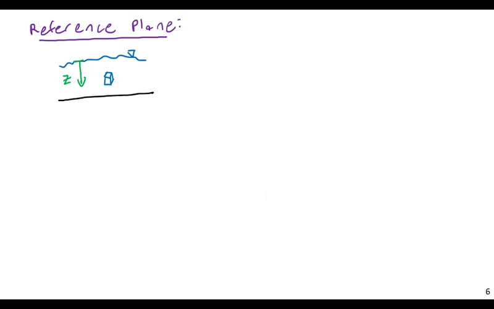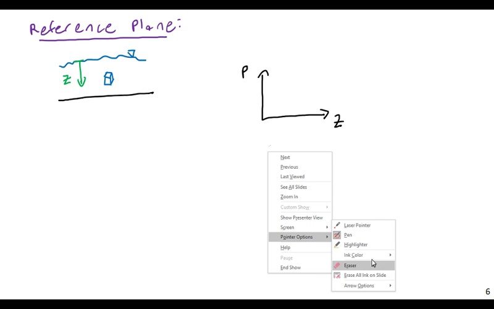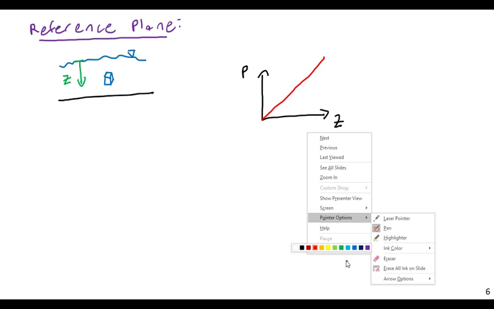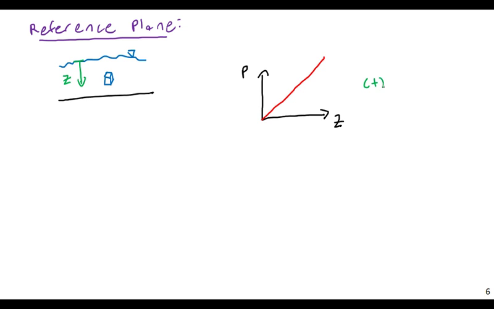Now, let me look at a quick graph and see what happens to pressure versus depth. From our simple equation earlier, you can probably already predict what this would look like. If I put a p here and a z, what would this graph look like? It would be a linear equation, 0 at the surface, and increasing at a constant positive slope, dp over dz.